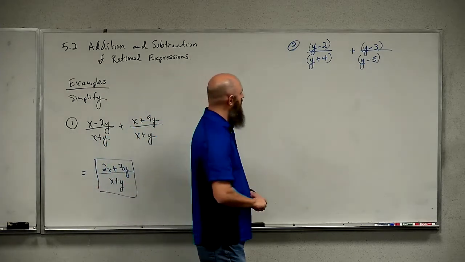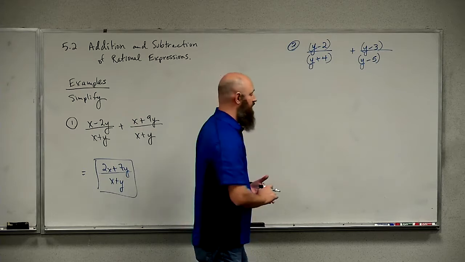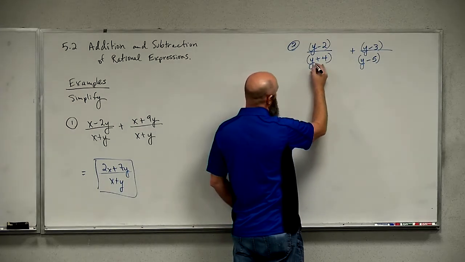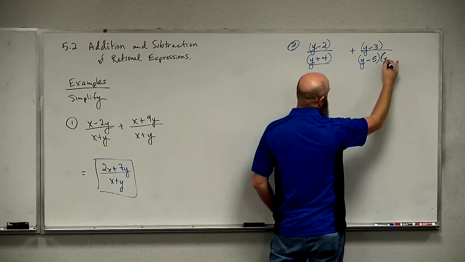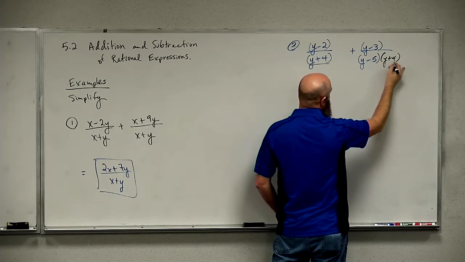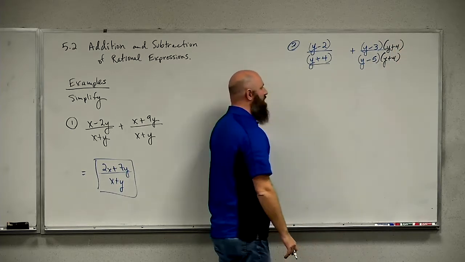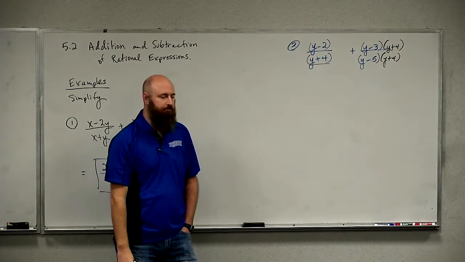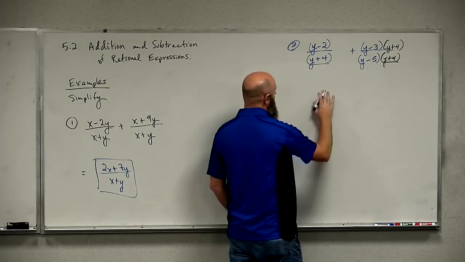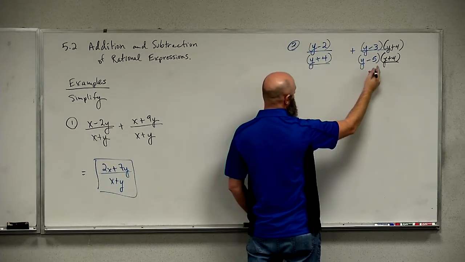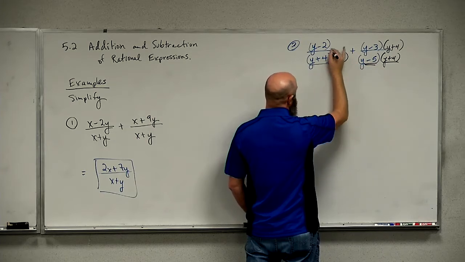Okay. All right, now what we want to do is we want to make these denominators the same. So here I have a y plus 4. Well, I need one over here. So I'm going to put y plus 4 on the bottom. And whatever I do to the bottom of this fraction to keep it the same, I have to do to the top of that fraction. So now they both have a y plus 4. The overall is not the same. This one has a y minus 5. So it needs one over here.